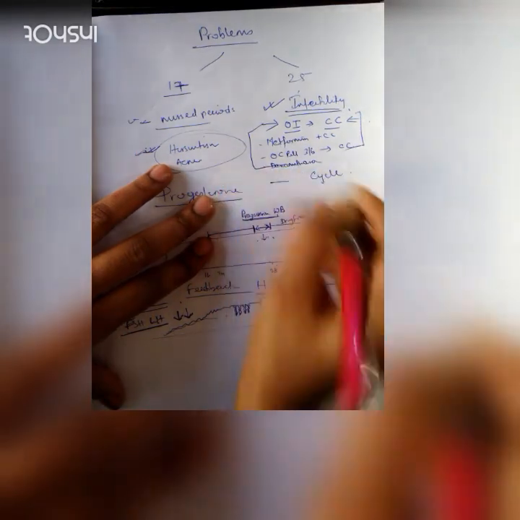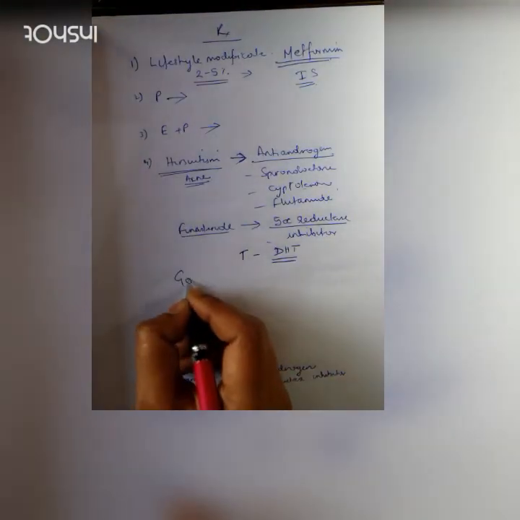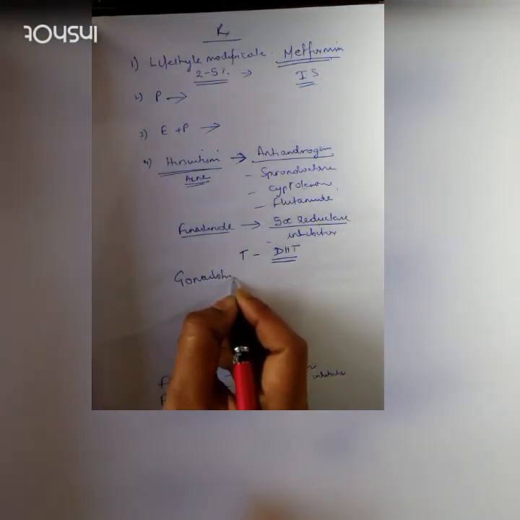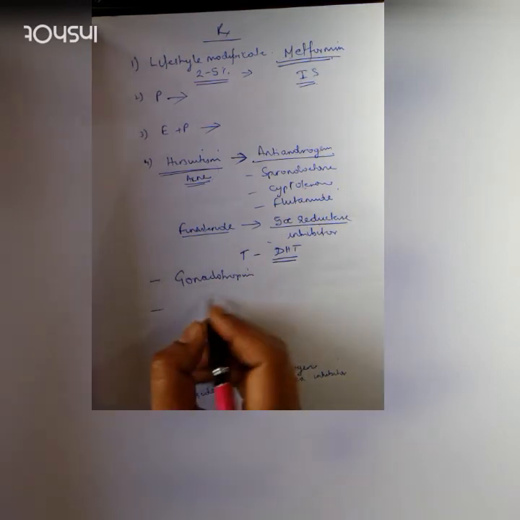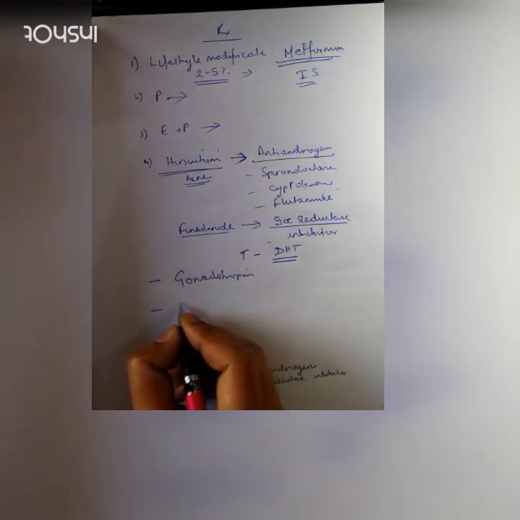If all these things don't act, then what we do is we give gonadotropins in them. Or the other option available is what? Ovarian drilling.